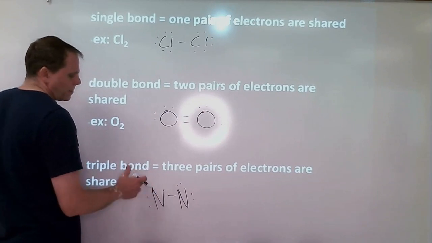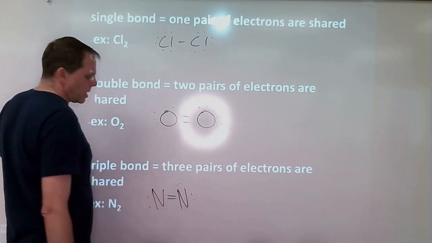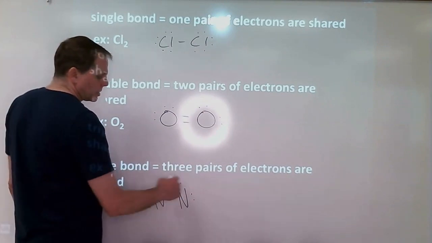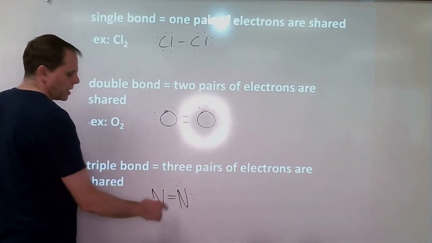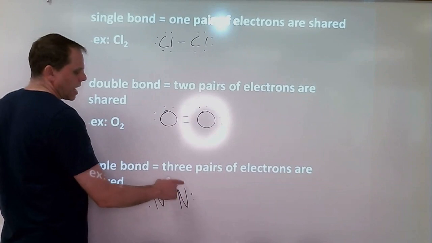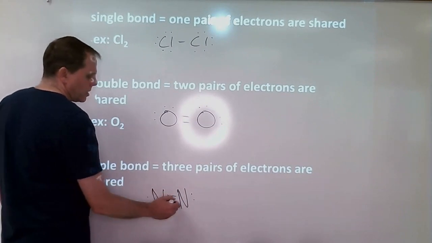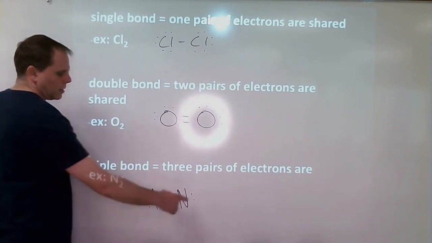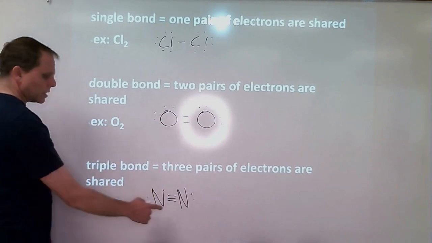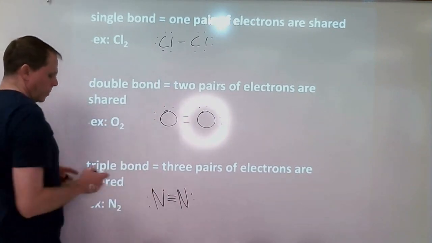And so I'm like, okay, I will give you, and I will share my 2 in the middle. So now this nitrogen's happy, but this one's not. This one's only got 6, this one's got 8. So this nitrogen that's happy now is like, okay, I will share mine. And now they are both happy. So this is a triple bond, a double bond, and a single bond. Okay?